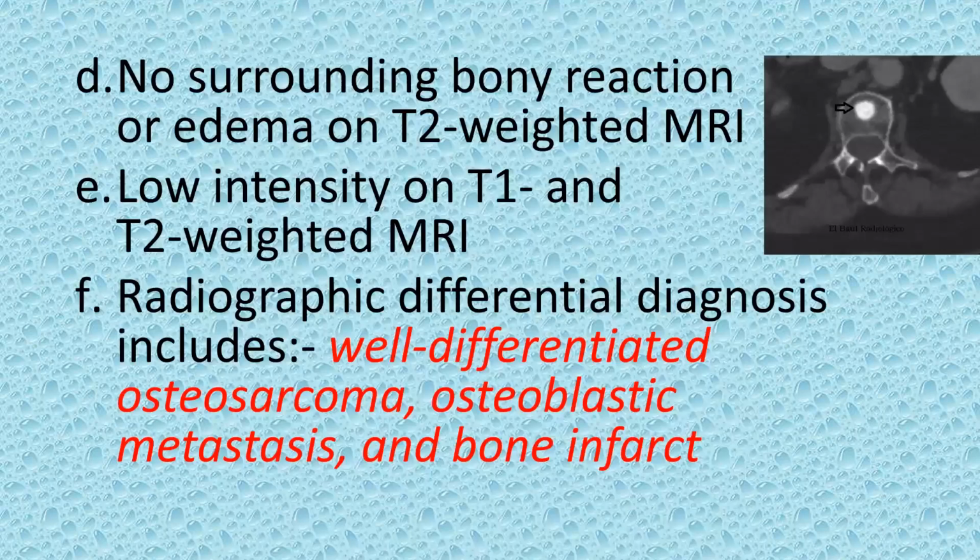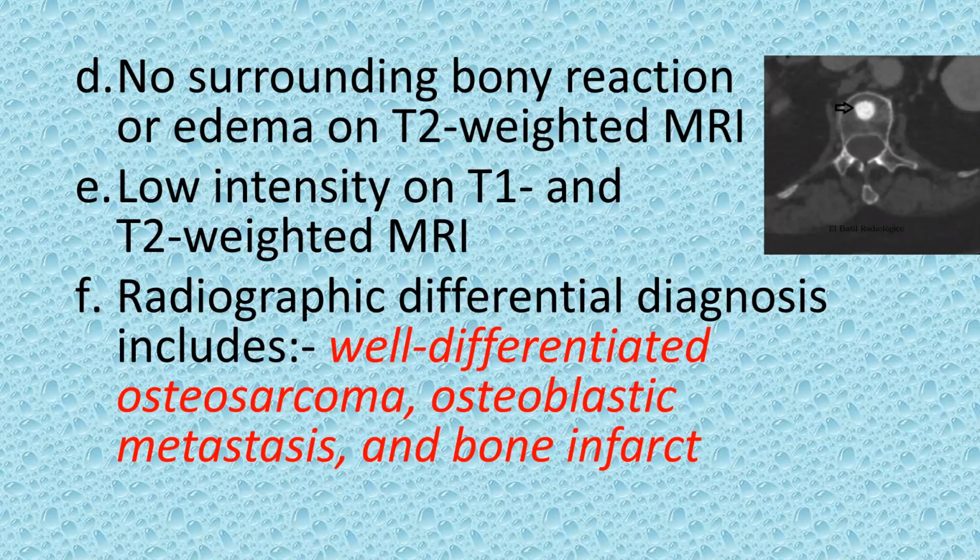There is no surrounding bone reaction or edema on T2 weighted MRI images. They have a low intensity on T1 and T2 weighted MRI. You don't see any edema or reaction.